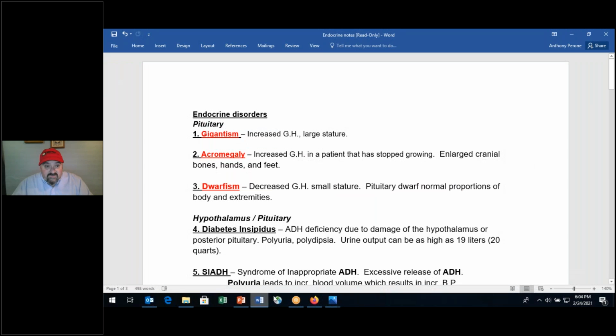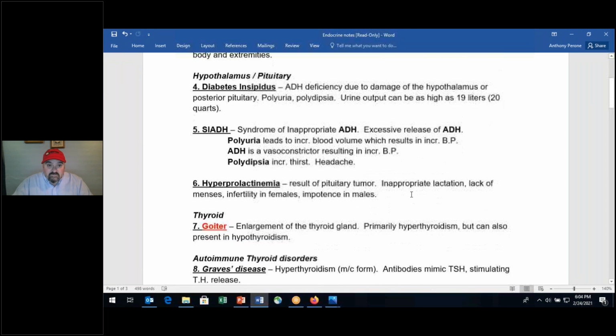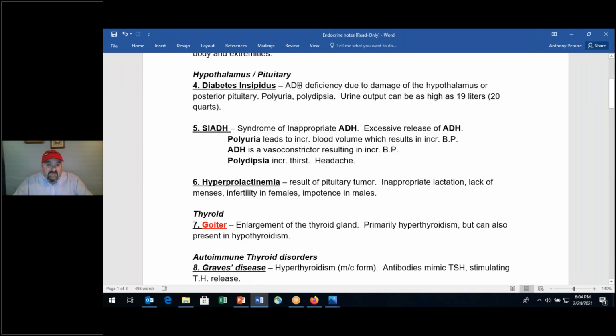Let me show you here as far as diabetes insipidus, ADH deficiency due to damage to the hypothalamus or to the posterior pituitary. Polyuria, meaning you're producing a high amount of urine. Polydipsia, you're very thirsty as a result of producing all this urine because all this water is leaving your body. So urine output can be as high as 19 liters. That's a crazy amount, folks.